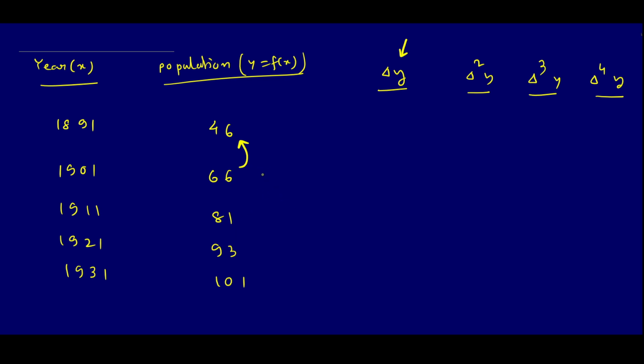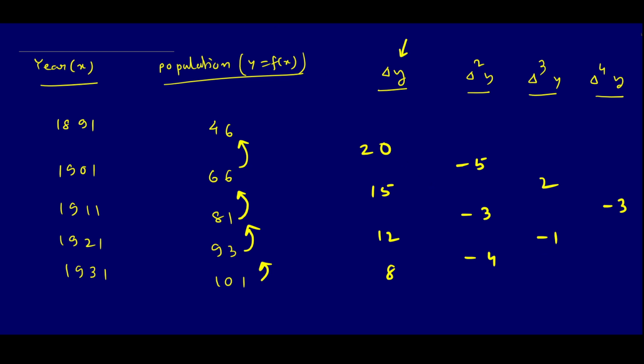Just like forward, 66 minus 46, how much will you get? 20. Then 81 minus 66, you'll get 15. Then 93 minus 81, you'll get 12. And then 101 minus 93, it is 8. In the same way, you find delta square. Delta square will be 15 minus 20, which is minus 5. 12 minus 15, minus 3. 8 minus 12, you'll get minus 4. Then delta cube: minus 3 minus minus 5 is 2, then minus 1, and the last one is minus 3.